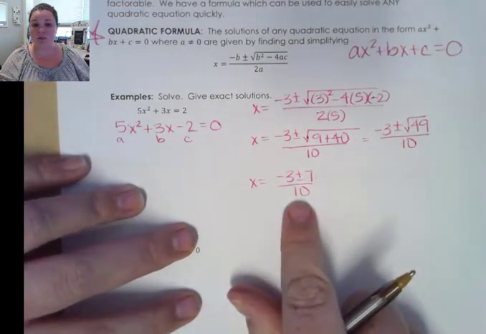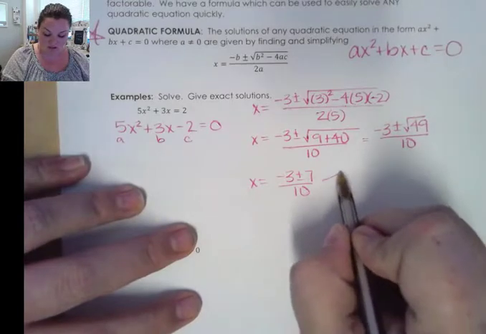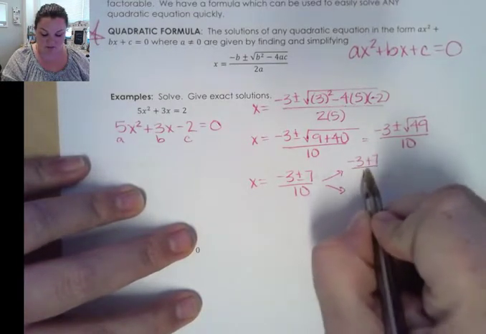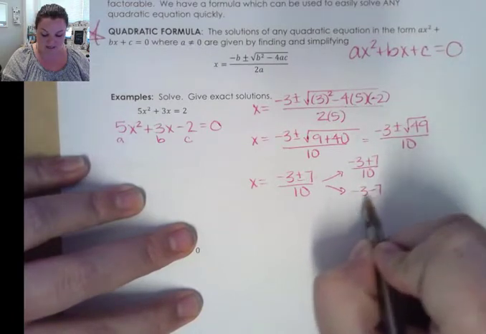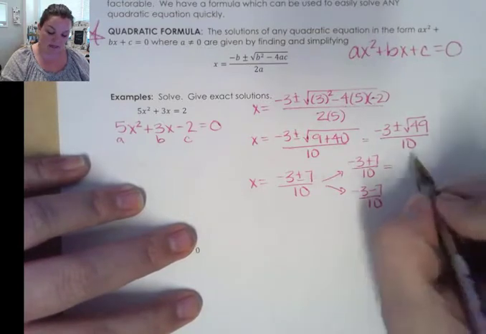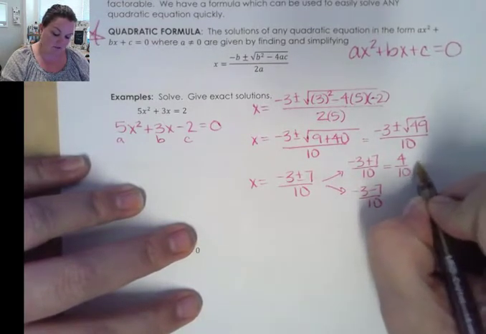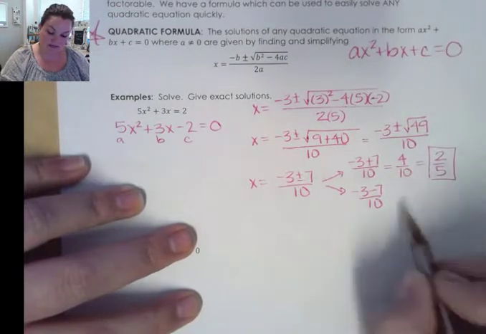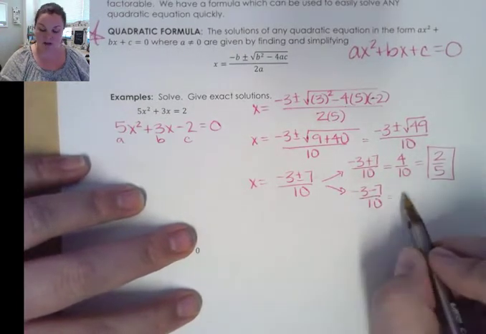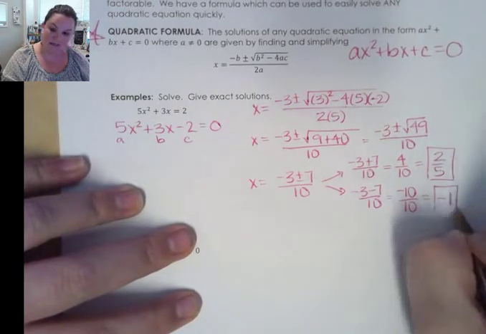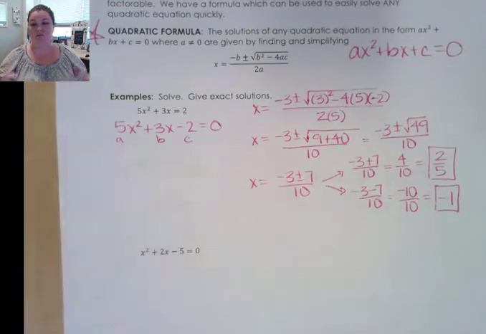And I should be able to work this out and get two solutions, right? Because of the plus or minus. So negative 3 plus 7 over 10 and negative 3 minus 7 over 10. If I do negative 3 plus 7, I end up with 4 tenths, which reduces to 2 fifths, right? And if I do negative 3 minus 7, I get negative 10 over 10, which reduces to negative 1. Okay, so those are my two solutions. Let's look at another one.